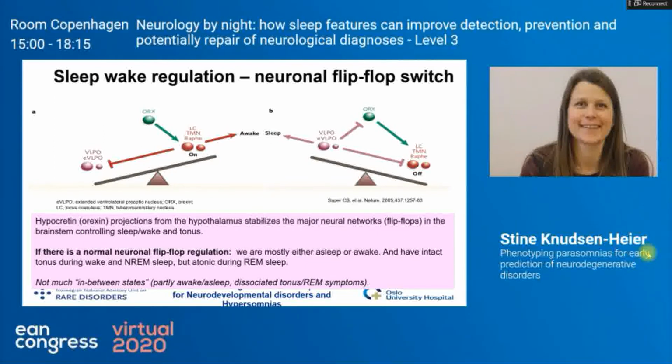And when we are awake or we are asleep, then we have intact tonus regulation during wake and non-REM sleep, but we are atonic or paralyzed during REM sleep. It ensures that there's not so much in between states, that we are not so much partly awake, partly asleep, and we don't have dissociated tonus or REM symptoms at times where they shouldn't be, for example, during wakefulness, if it works.